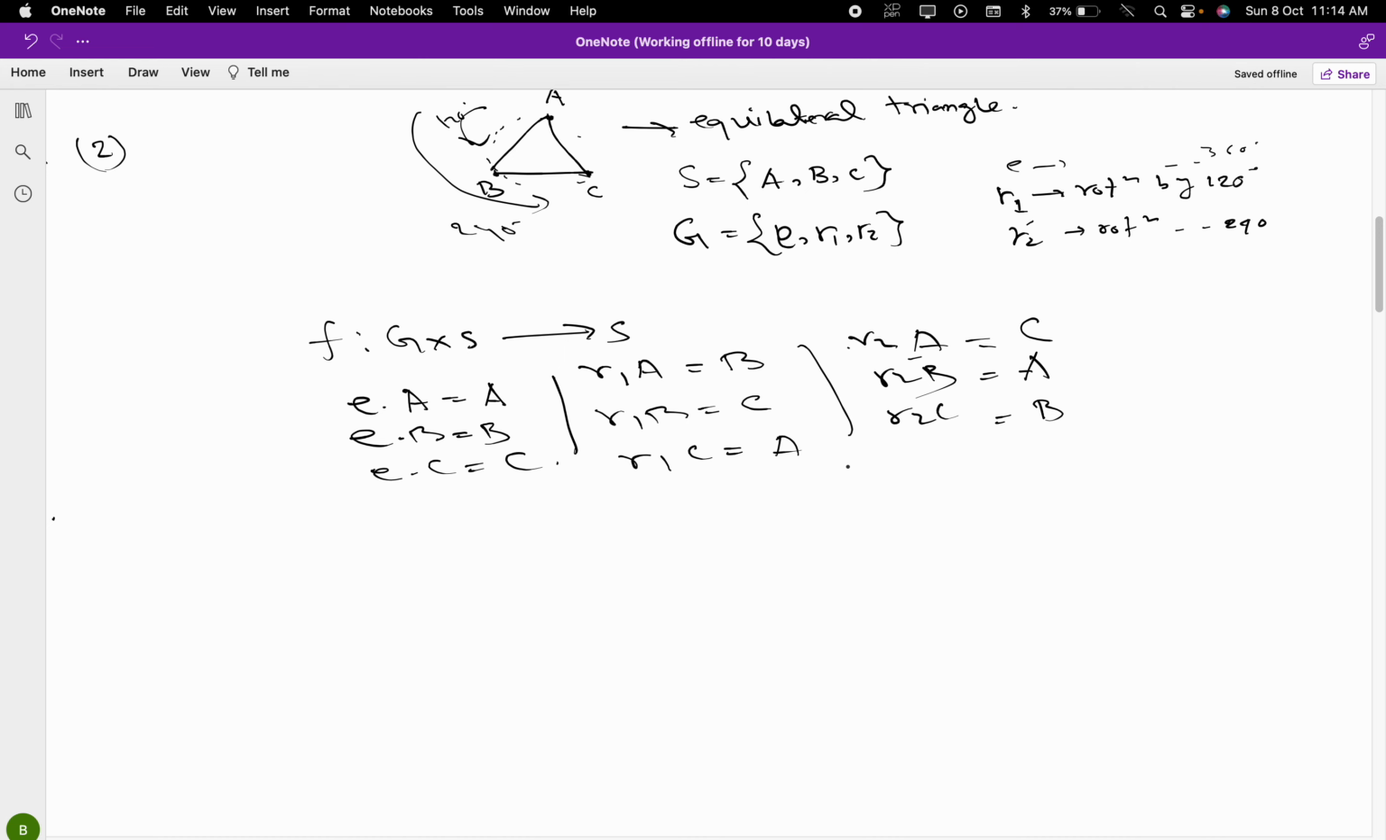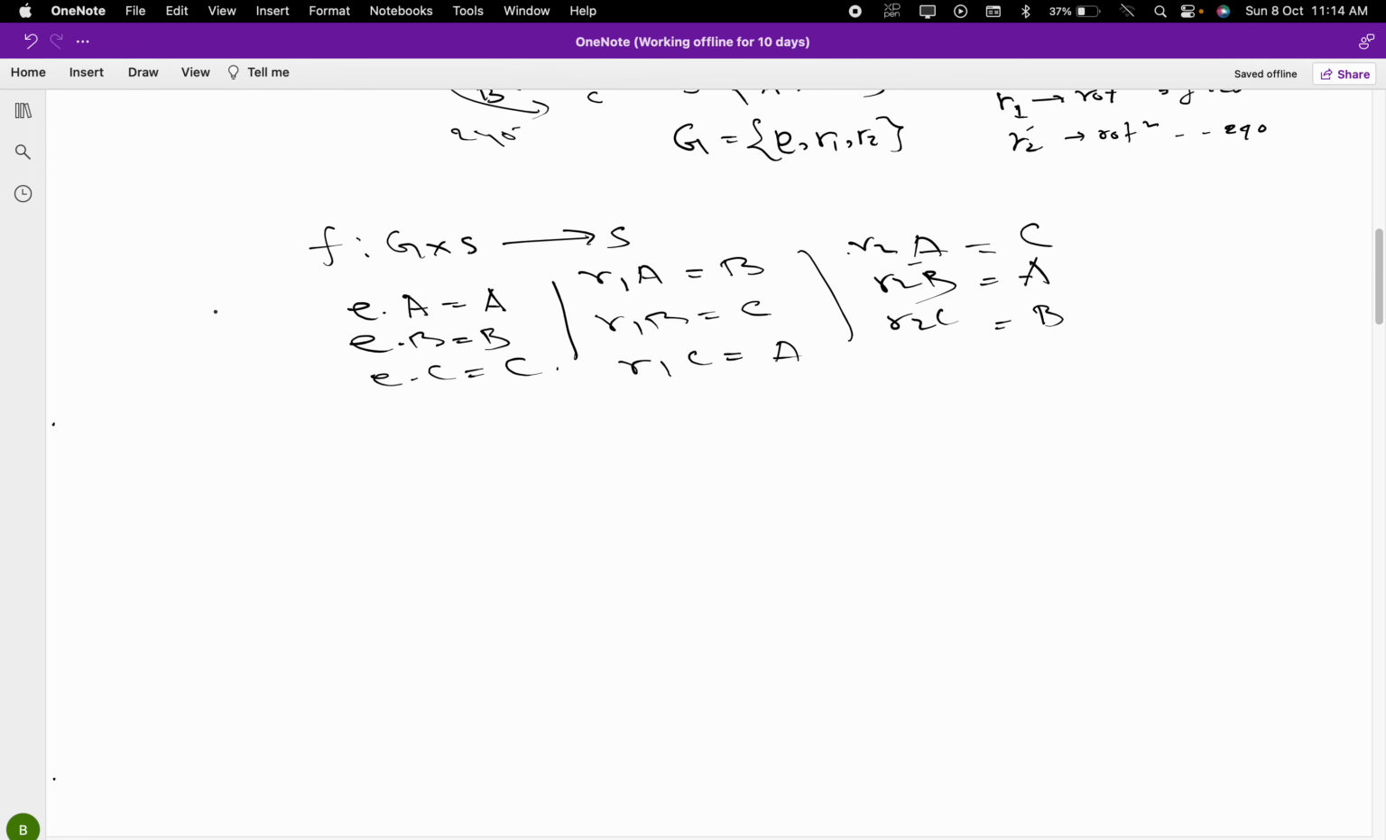So the first condition is already satisfied, because E dot A goes to A, since identity fixes every element. E comma A goes to A for every element A inside the set S, right? So the first property is satisfied. Now we are only left with the second property, that means you are taking R1, R2 and some A, consider.